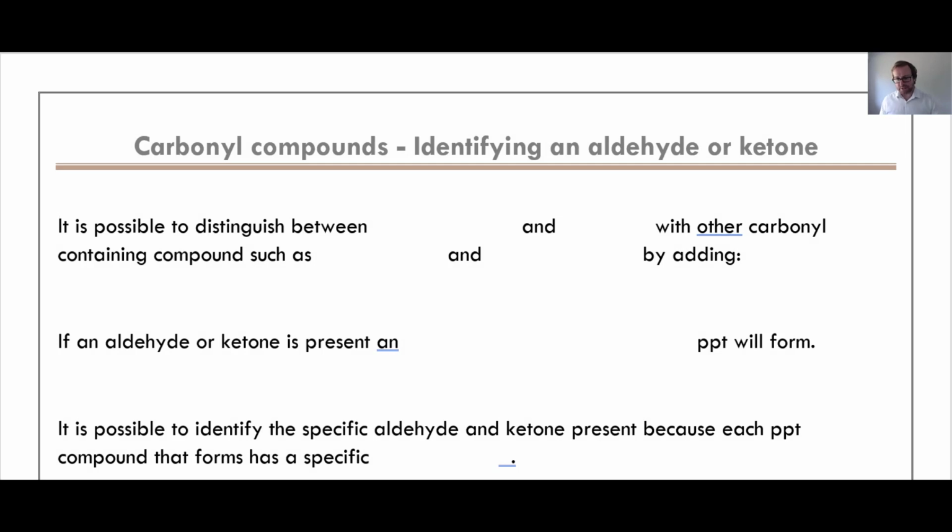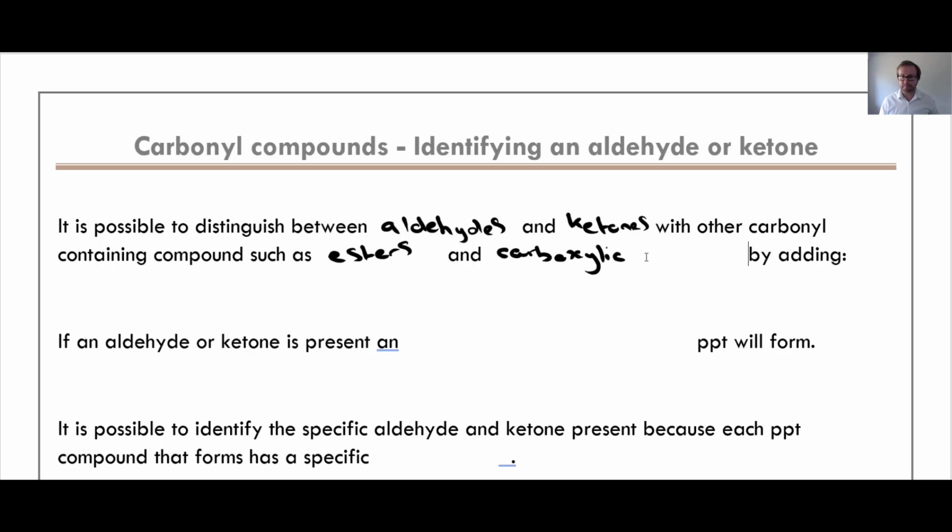So it is possible to distinguish between aldehydes and ketones and other carbonyl-containing compounds such as esters and carboxylic acids, and we do this by adding something called 2,4-DNPH. You don't have to remember the whole name.